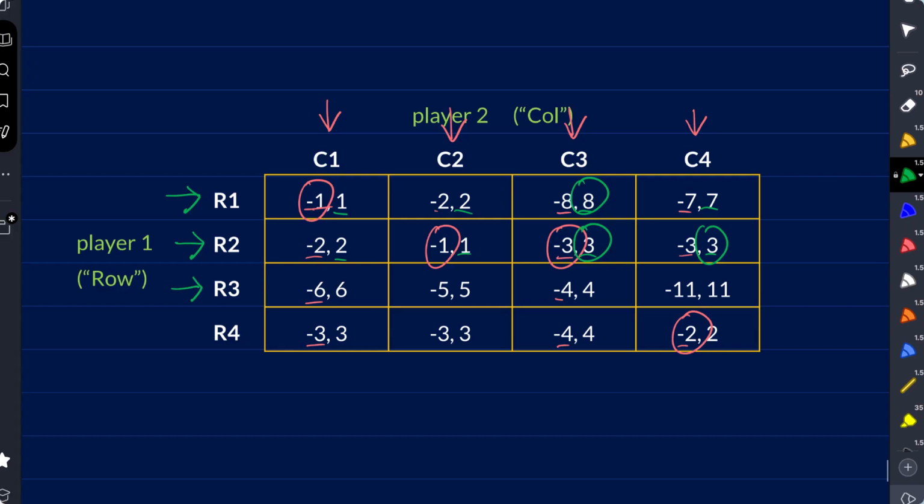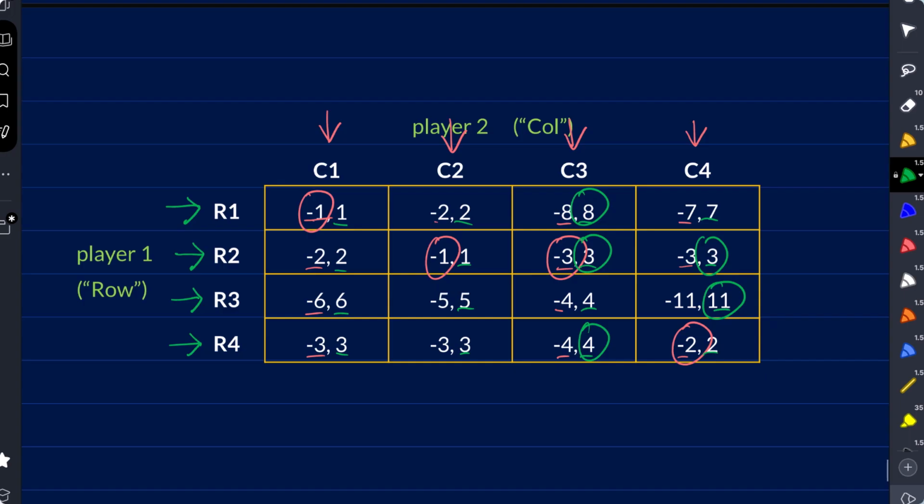If player one does R3, then player two's best response is going to be C4 to get that 11. And if player one does R4, then player two's best response is going to be C3 to get that 4.